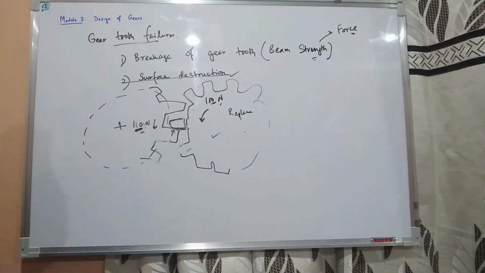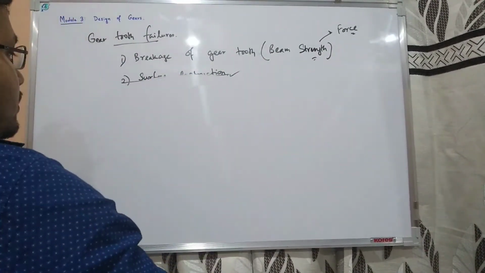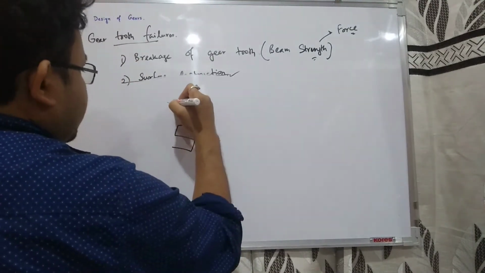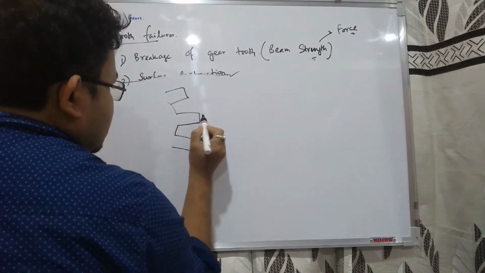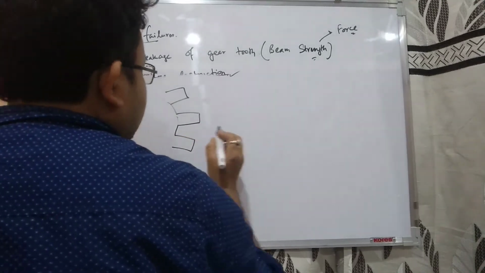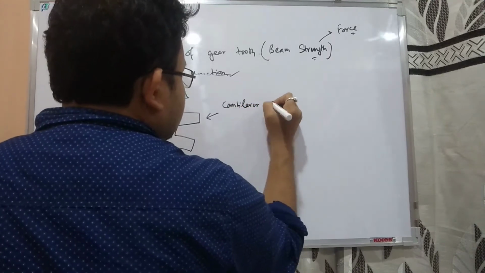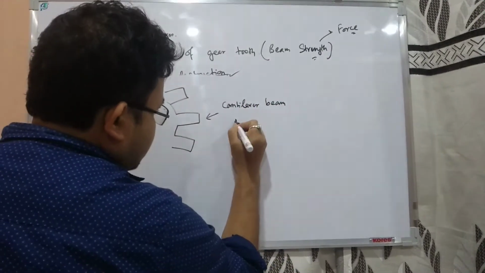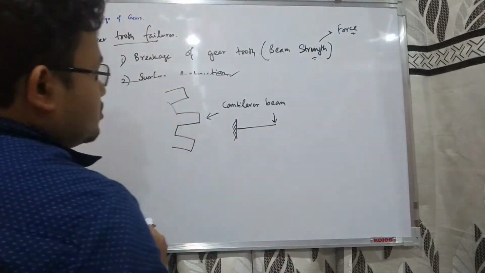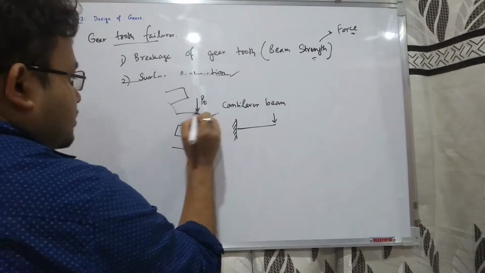Why is it a beam? We'll talk about that now. So look at this. This is the gear tooth, right? You can see that this part is free and this part is fixed to the gear. So this is similar to a cantilever beam. Now see, a cantilever beam looks like this: one side is fixed, one side is free, and there we apply the load. Here also the load PT, the tangential force, is applied here.